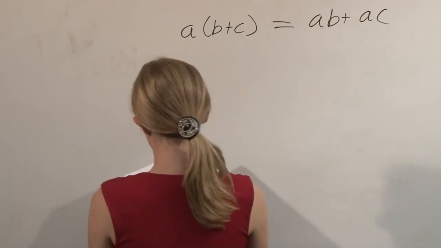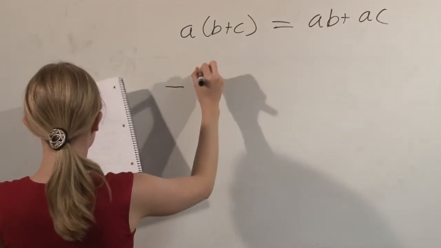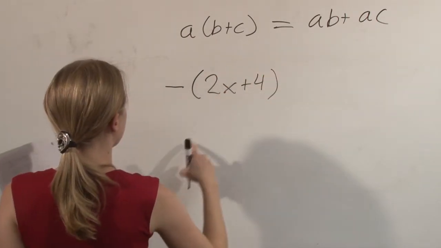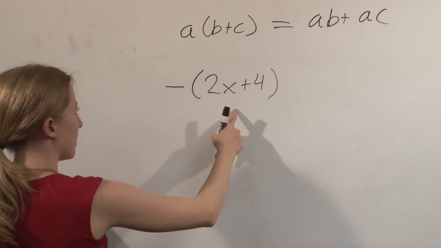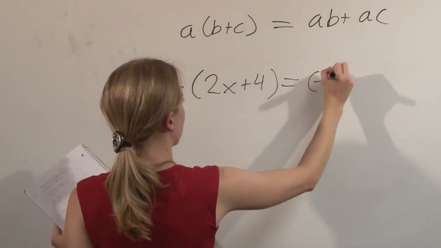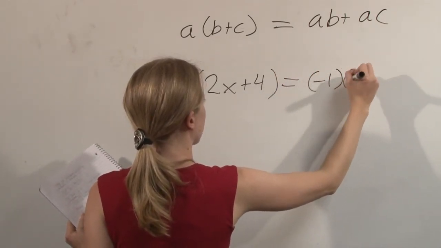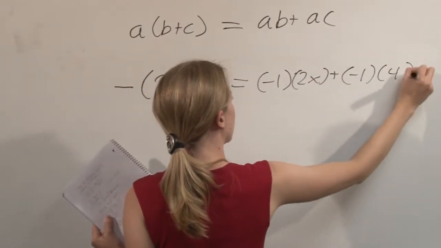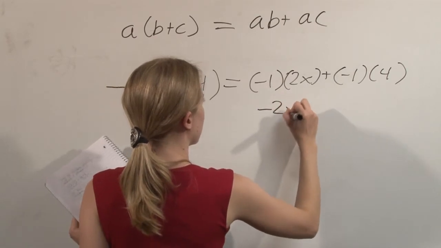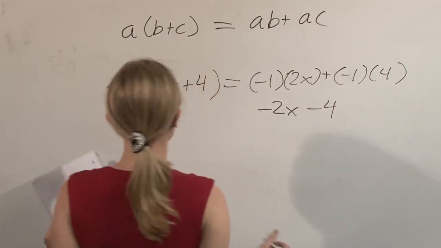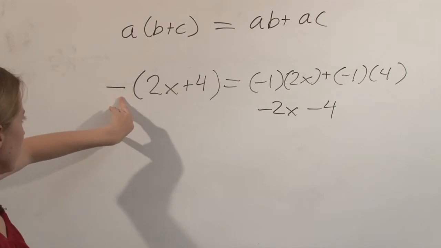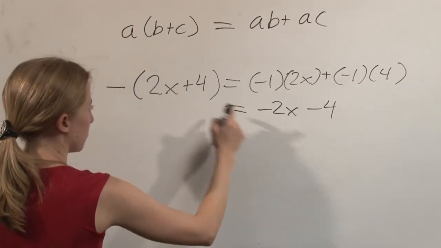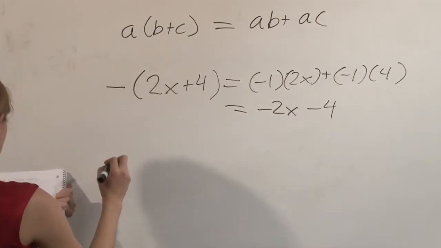Sometimes you might see a negative sign out of a set of parentheses. If you do, the number that you're distributing is actually negative 1. So that would be like negative 1 times 2x plus negative 1 times 4. So that's going to be negative 2x minus 4. So the effect of distributing a negative 1 through is that it switches all the signs. Both of those were positive, now they're both negative.